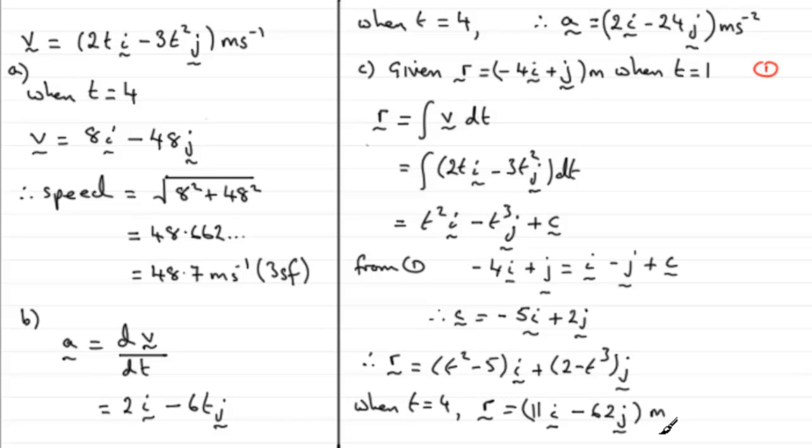Okay, so general position vector is here, but at time t equals 4, it's at this point. Okay, that brings us now to the end of this question.